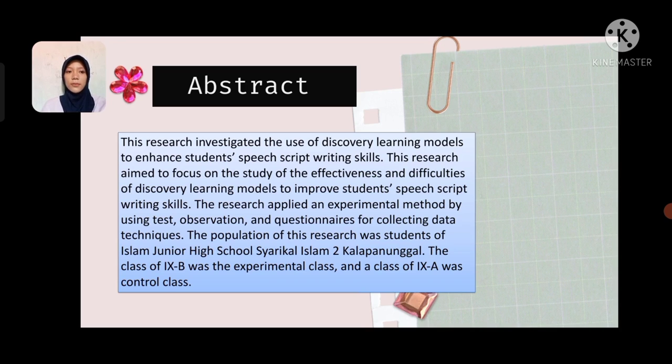The population of this research was students of Islamic Junior High School Syarikat Islam 2, Kalapanunggal. The class of 9B was the experimental class, and a class of 9A was control class.